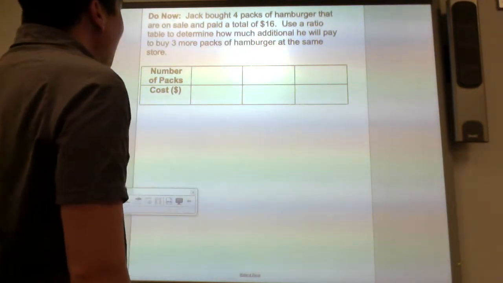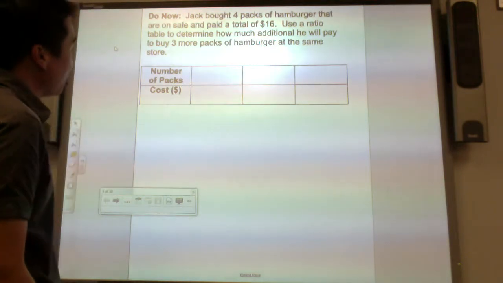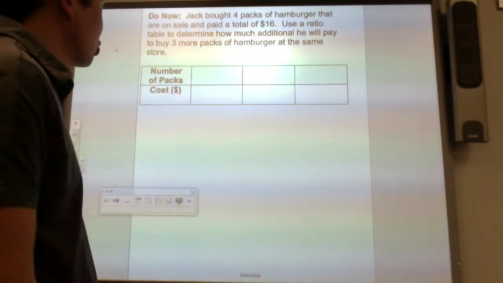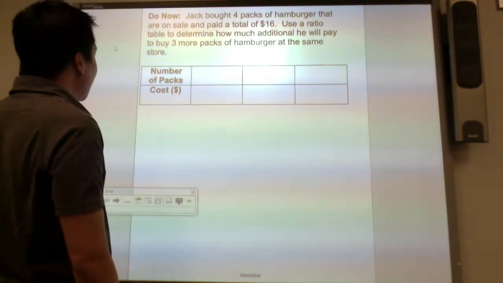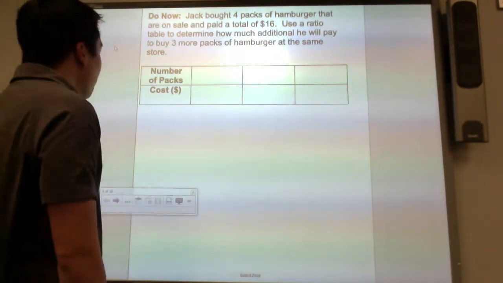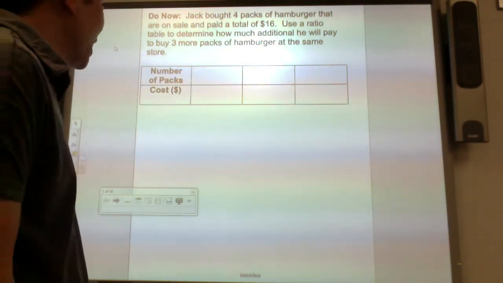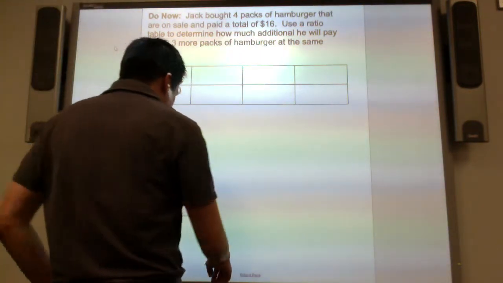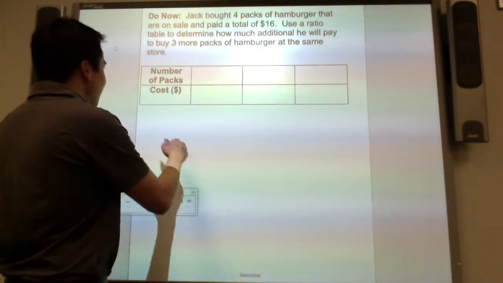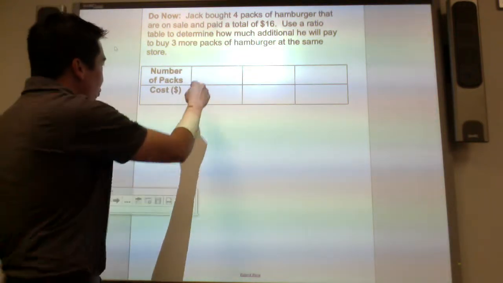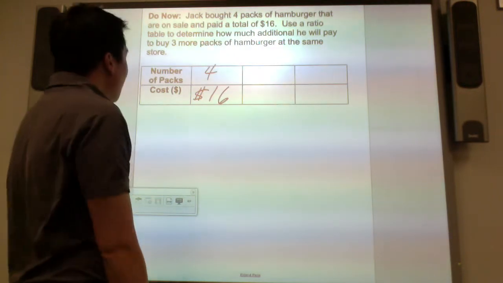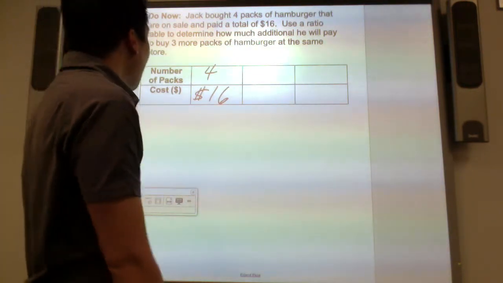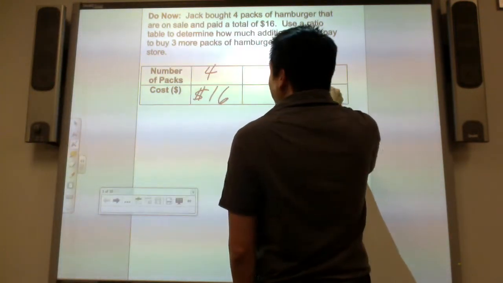Jack bought 4 packs of hamburger that are on sale and paid $16 for it. Use a ratio table to determine how much additional he will pay to buy 3 more packs of hamburger at the same store. So, number of packs. Oh, it's so nice. I even labeled the units for you. 4 packs. It costs 16 bucks. But I want to know how much you will pay for 3 packs.